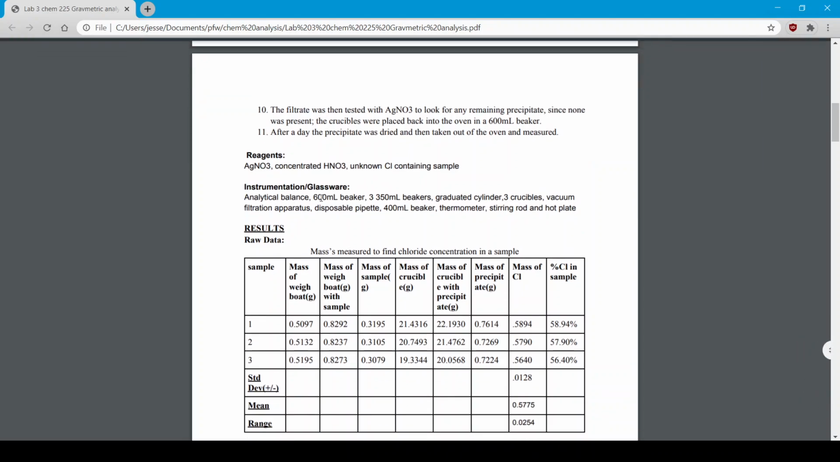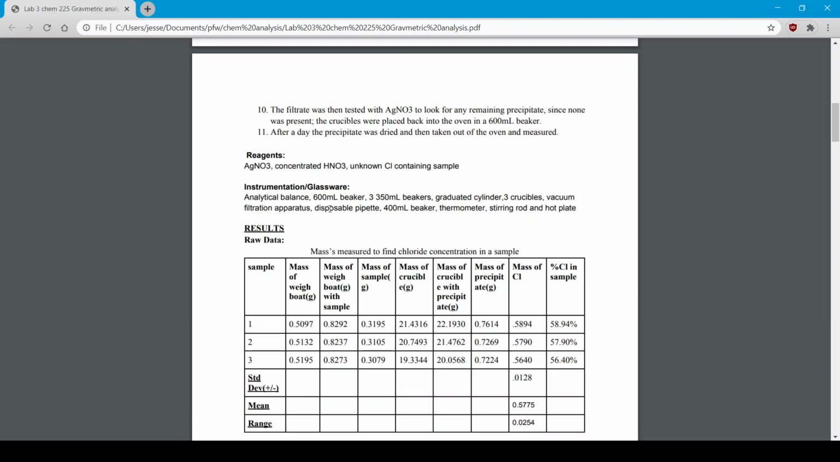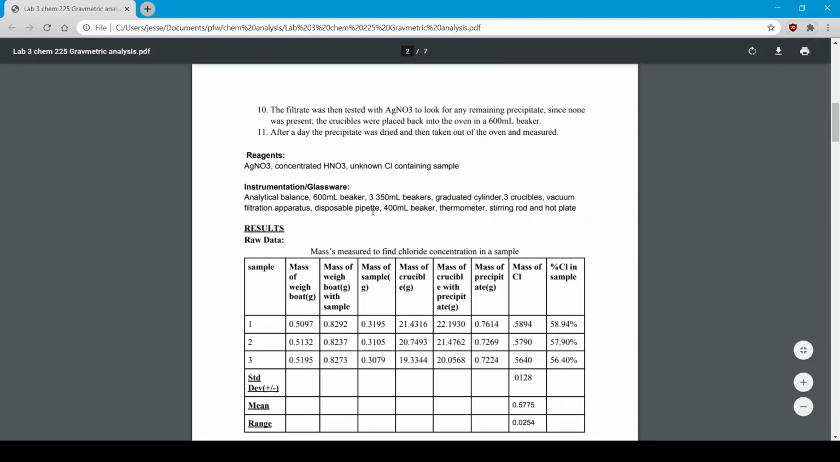Instrumentation and glassware. In this step, we want to name the instruments and glassware. Sizes should be included and specified in your instructions. So if you were provided instructions in the classroom on how to perform this lab, you essentially want to label and mention all the glassware and instruments you used. We used an analytical balance for weighing, so that we could measure how many grams of the solid substances we had. We used a 600 milliliter beaker, as mentioned in the procedure, 350 milliliter beakers, a graduated cylinder, 3 crucibles, vacuum filtration apparatus, disposable pipettes, 400 milliliter beaker, thermometer, stirring rod, hot plate.